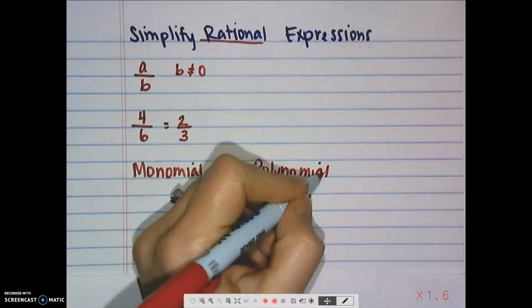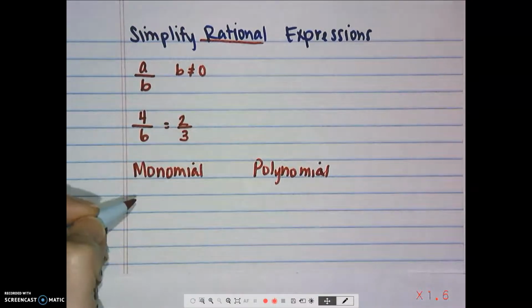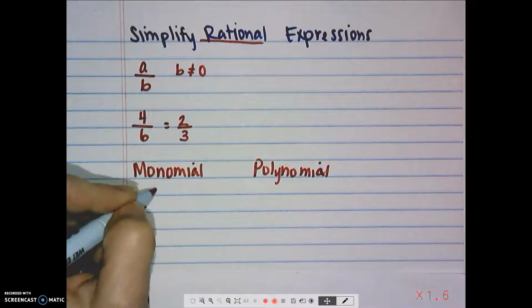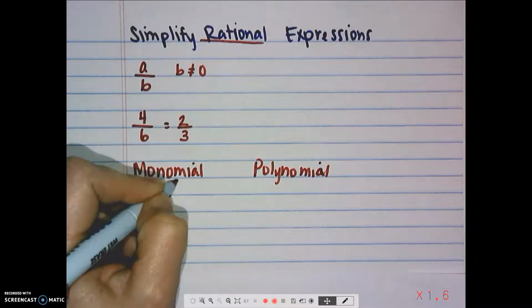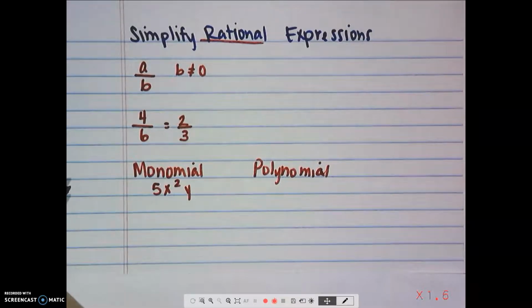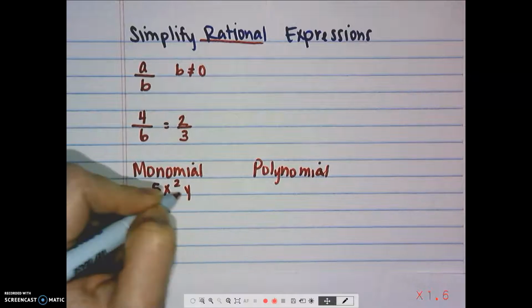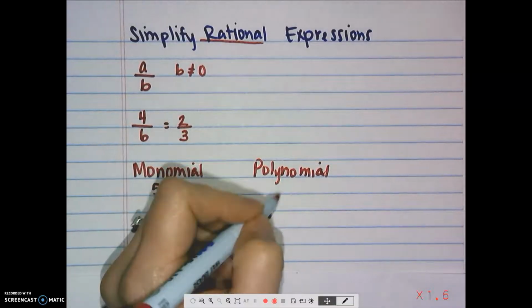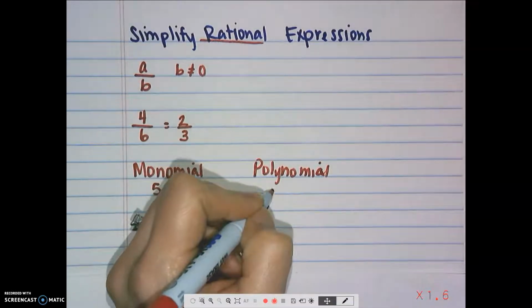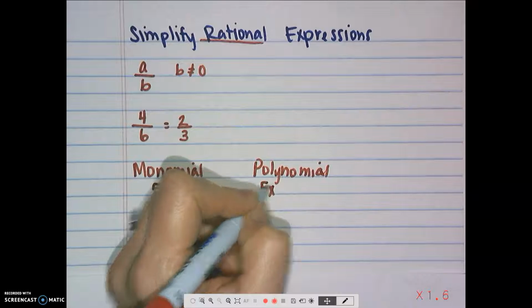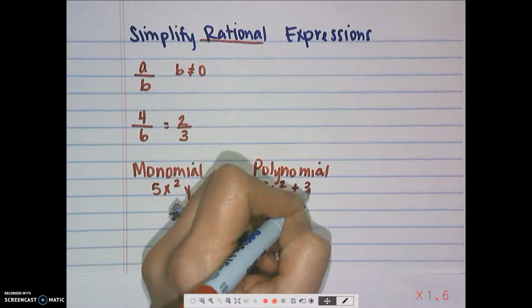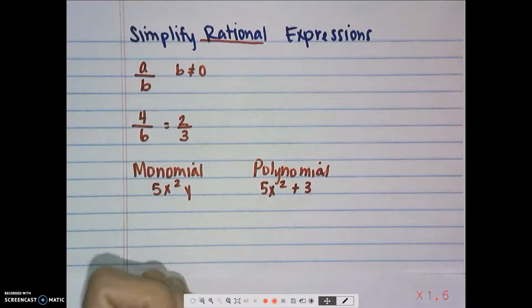Remember, a monomial is something that does not have any addition or subtraction signs. So something like 5x squared y is a monomial because there's no addition or subtraction signs there. A polynomial would be something that does have them, so if we had something like 5x squared plus 3, there is a plus sign there, which means that's a polynomial.